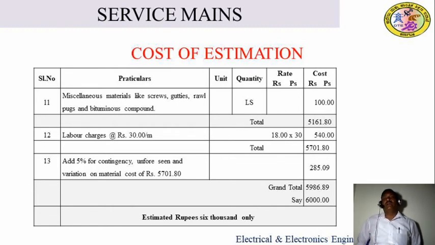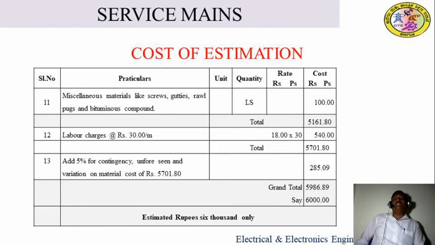So next, all the values in the cost column, those values you have to add. So you will get a total, that is 5161 rupees 80 paisa. And include in this amount the labor charge of 30 rupees per meter. So therefore 18 into 30, you will get 540 rupees. So the total becomes 5701 rupees 80 paisa.